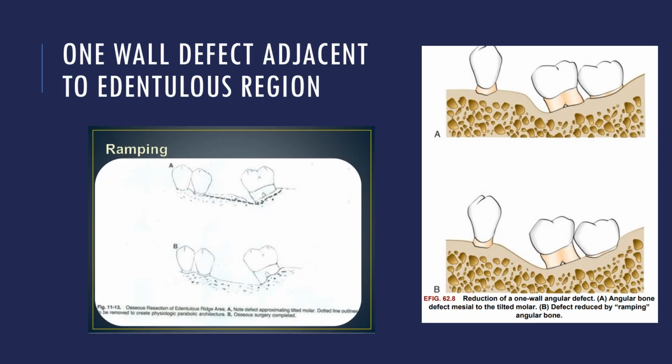So in case of one wall defect adjacent to an edentulous region, you can see that this is the surface. There is an angular bone defect mesial to the tilted molar. You can see that some amount of tilting of the tooth. There is a replacement of missing teeth. It can lead to the mesial shifting of the posterior molar. So this will create some amount of defect. So this can be done by a procedure called ramping.